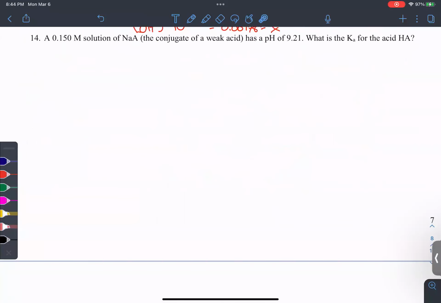Okay, let's talk through this one. We again have a 0.15 molarity solution of NaA. It has a given pH. What is the Ka for the acid HA? What the heck? How do we do this one?